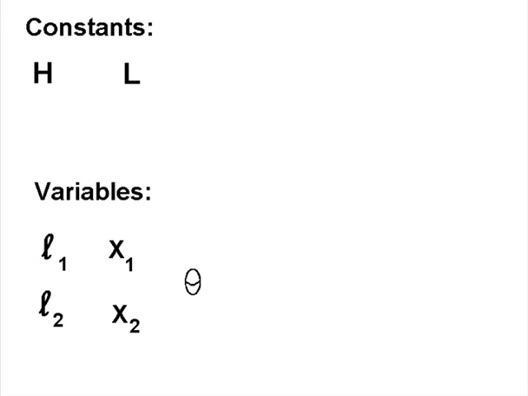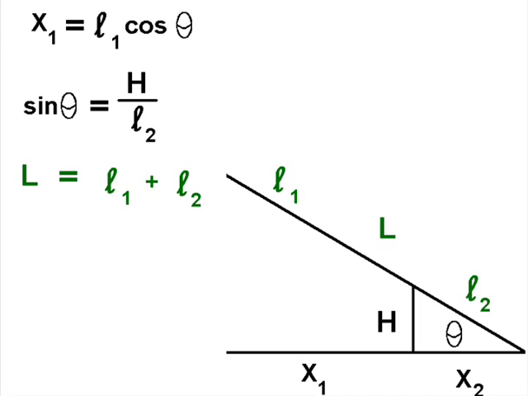Because we have a lot of unknowns, we need to separate the variables into constants. It just so happens that L and H are the only constants, so we're going to need to get rid of all the other variables in order to maximize X1. We have several useful relationships here. L is equal to L1 plus L2, sine of theta equals H over L2, and X1 equals L1 times cosine of theta. The easiest way to solve this would be to have X1 as the dependent variable which we plan to maximize and have theta as the independent.